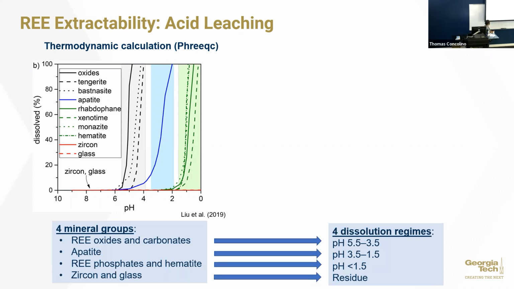mineral groups. REE oxides and carbonates tend to dissolve. This is only acid dissolution. They tend to dissolve within pH about 3.5 to 5.5. Apatite dissolves at about 1.5 to 3.5. REE phosphates and hematites require more acidic conditions. Zircon and glass are typically the residual phases that are very hard to dissolve.